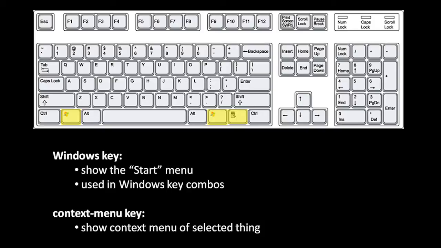The key to the right of the right side Windows key is called the context menu key, and as the name implies, when you hit this key, it will pop up a context menu of whatever you have selected. This is just another convenience for cases when you don't want to use a mouse.